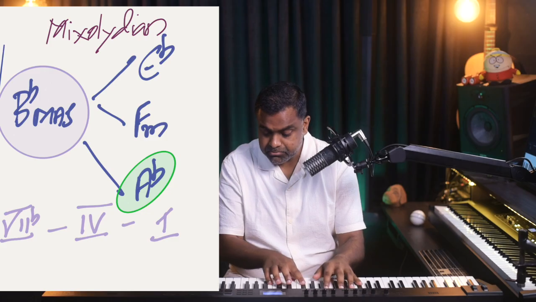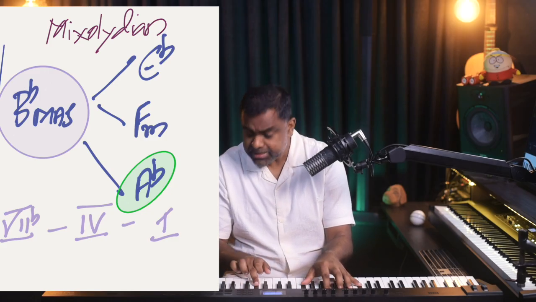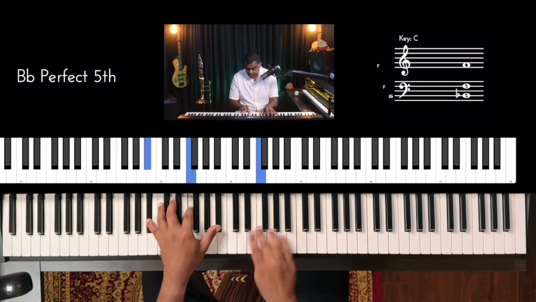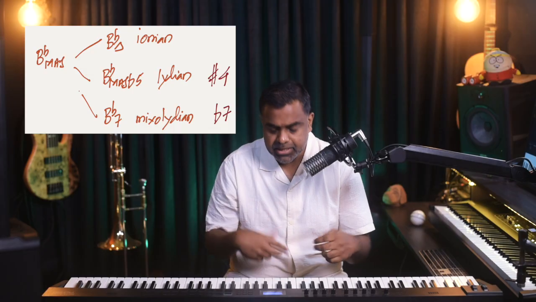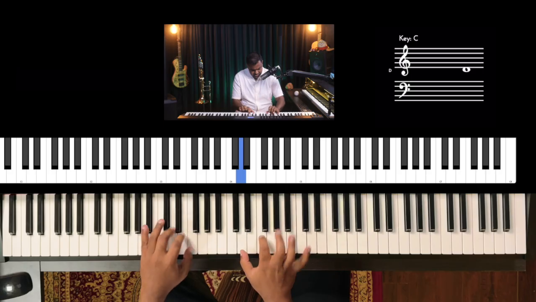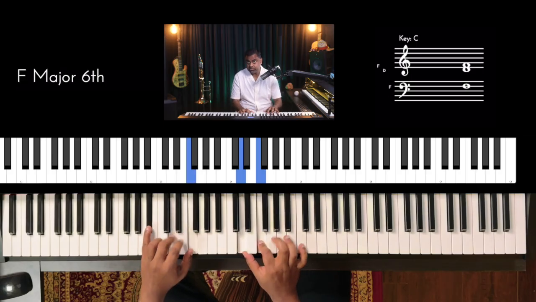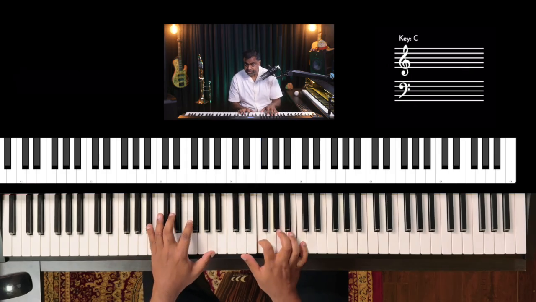And Mixolydian has a flat 7. That's major. So to distinguish major from Mixolydian, Ionian from Mixolydian, the major chord is not enough. So Ionian has a major 7th.